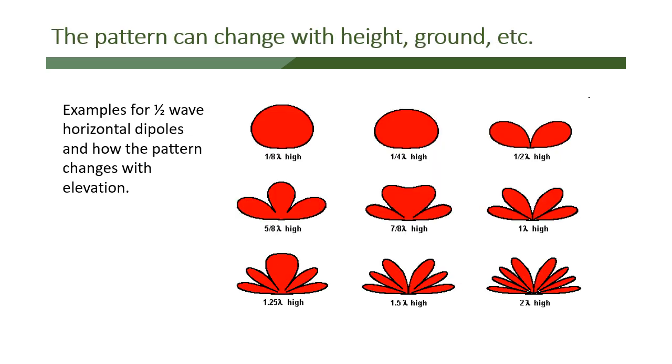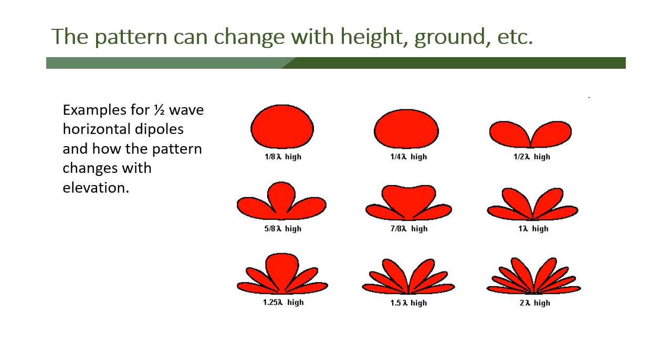Now, when you change the height of an antenna relative to the ground, the pattern of radiation changes. For example, take a half-wave horizontal dipole. All these pictures here are for the same antenna, and this is what happens as we raise the antenna over what's called average ground. This is the elevation pattern.